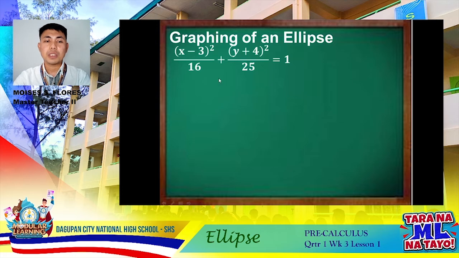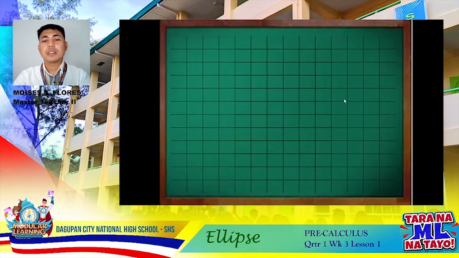So again, what's our center? Yes, that's right. It's (3, negative 4). And our major axis is 25, which is 5 units from the center to your vertex. Let's show it in the graph. Okay, so our center, we have 3 units and then 4 units downward. And there you have. From the center, what are we going to do, is it right or left, upward or downward?